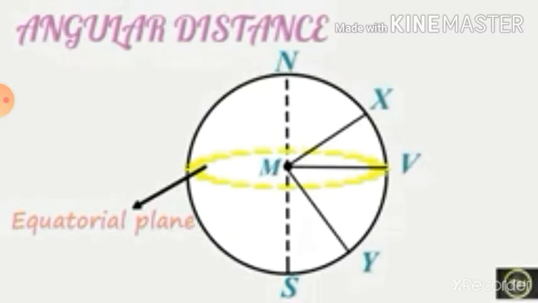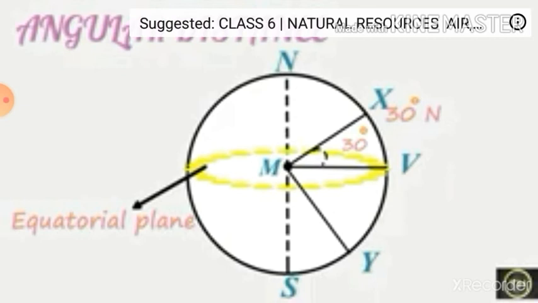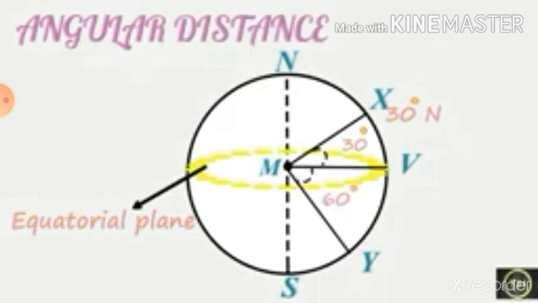For example, in this figure, the measure of angle XMV is 30 degrees. That is, the angular distance from the equator is 30 degrees. Now, look at the figure and tell the angular distance of Y from the equator. The measure of angle VMY is 60 degrees. That is, the angular distance from the equator is 60 degrees.